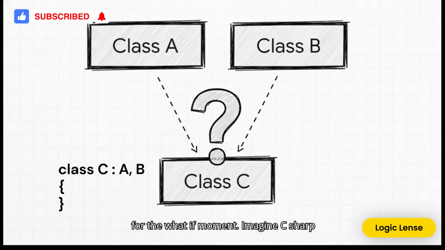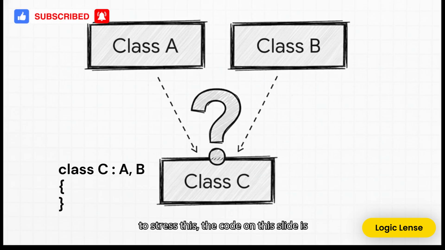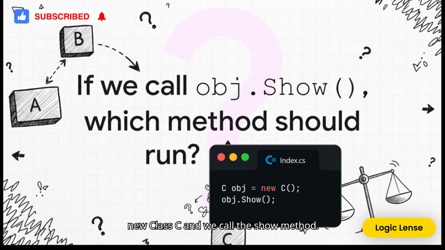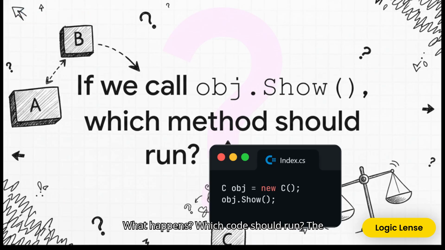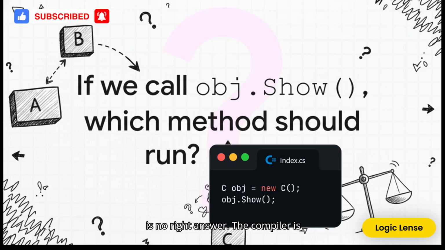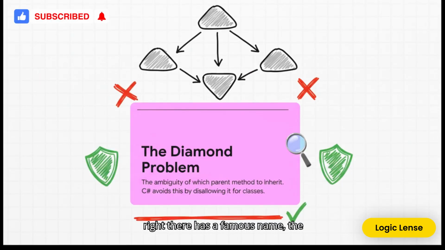All right, now for the what-if moment. Imagine C-sharp actually let us create a new class C that tries to inherit from both A and B. I have to stress this, the code on this slide is not valid C-sharp. We're just exploring why. And here it is, the million-dollar question. If we create an object of our new class C and we call the show method, what happens? Which code should run? The code from A or the code from B? There's no right answer. The compiler is completely stuck. This confusion is the heart of the problem. And that confusion right there has a famous name, the diamond problem.